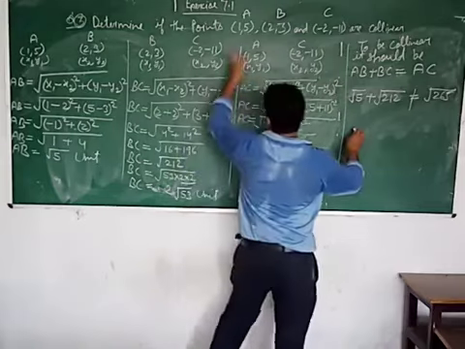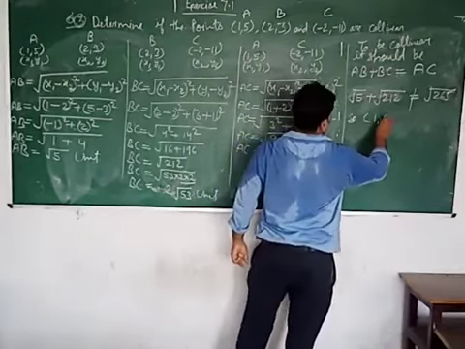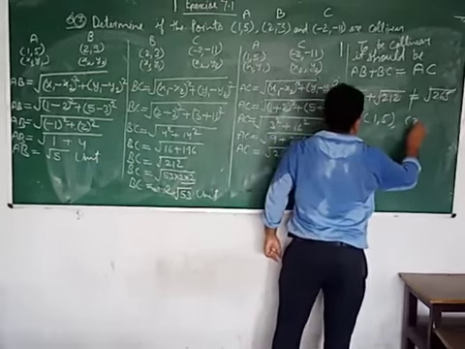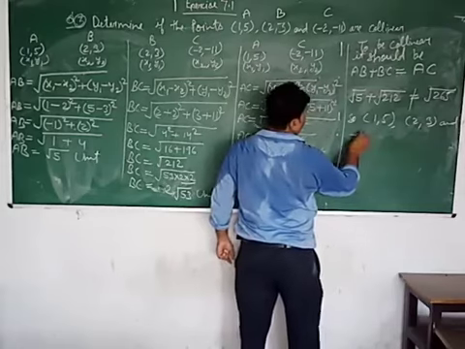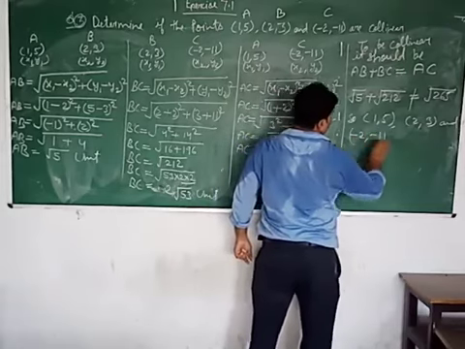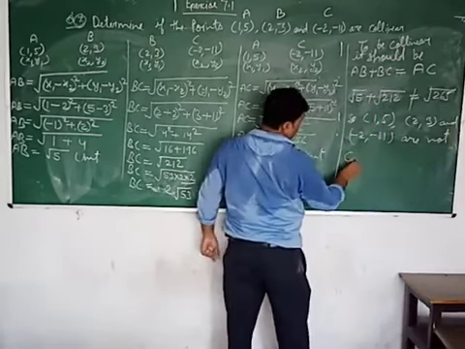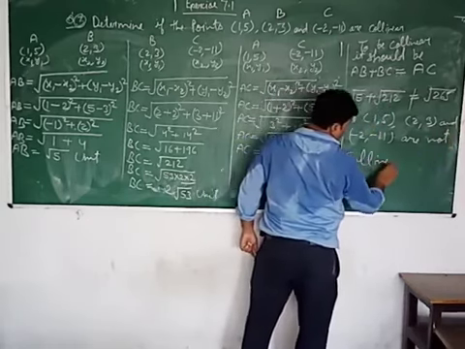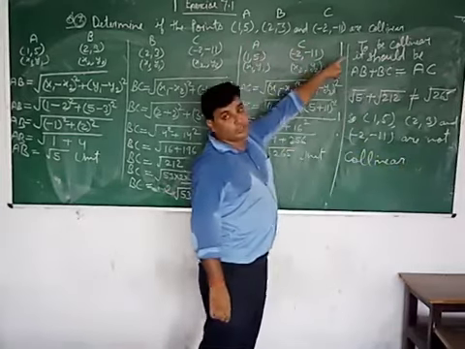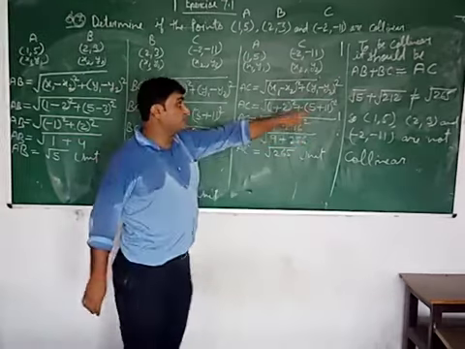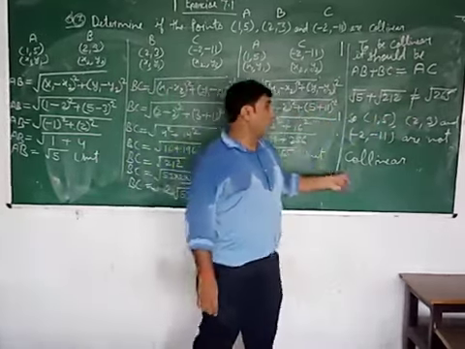So these points are not collinear. So (1, 5), (2, 3) and (-2, -11) are not collinear. For the points to be collinear, it was compulsory that AB plus BC should be AC, but here it is not. AB plus BC is not equal to AC, so these are not collinear.